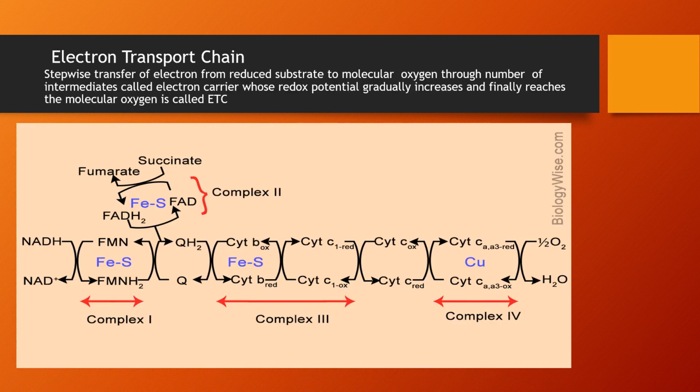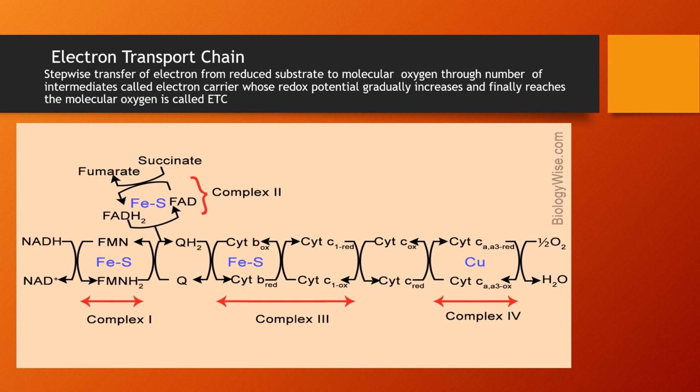Next, a very important topic in this chapter is the electron transport chain. I have given a brief, concise definition for it. The stepwise transfer of electrons from a reduced substrate to molecular oxygen through a number of intermediates called electron carriers, whose redox potential gradually increases and finally reaches that of molecular oxygen, is called the electron transport chain.